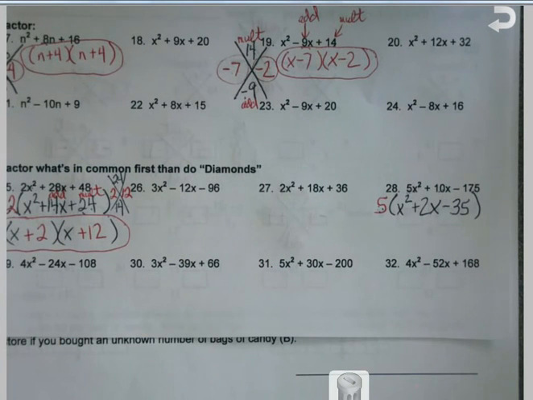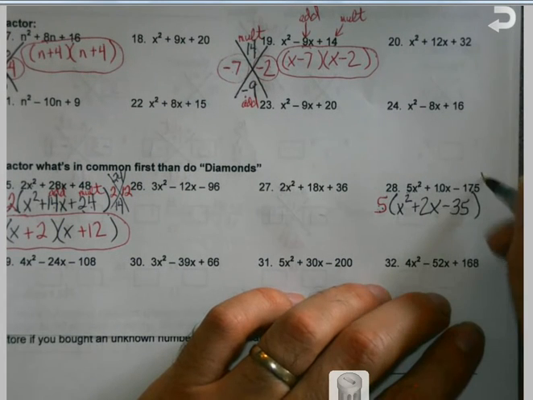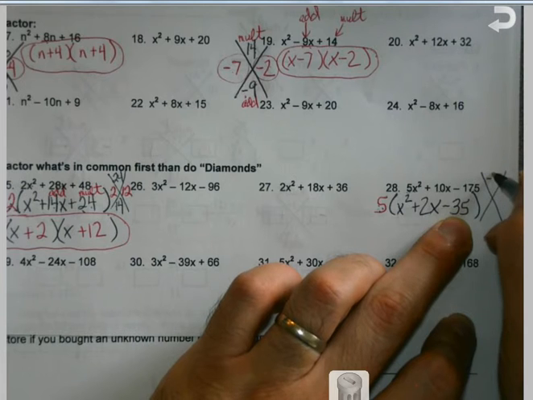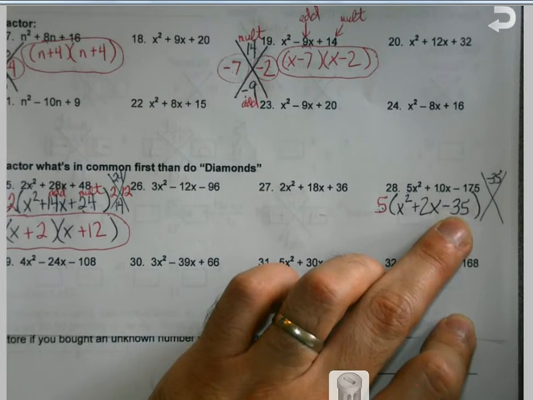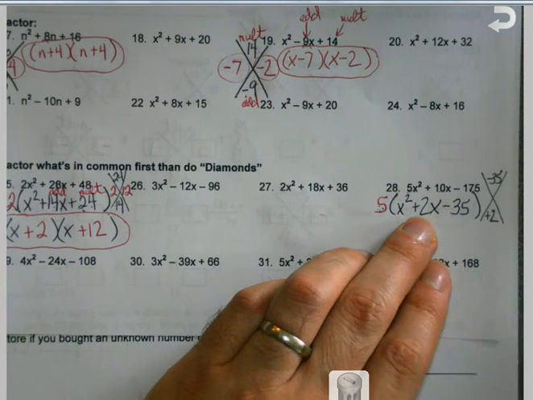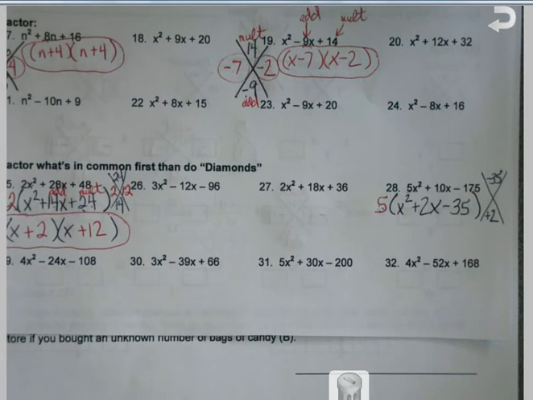And then what you're doing is you're doing the diamond on the part that's left. The number on the end is what we're trying to multiply to get. And the value in the middle, minus the x, of course, is what we're trying to get to add to that. So multiply to negative 35, add to 2.